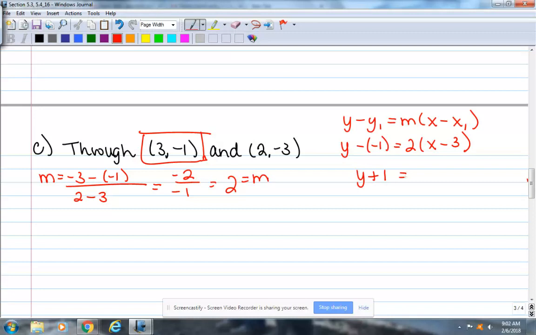2 times x is 2x. 2 times negative 3 is, okay, now what can I do? Subtract 1. So y equals what? 2x minus 7. Okay, so it's in slope-intercept form. So how do I make it standard? Do I add 2x? It's already positive, so I got to subtract it.